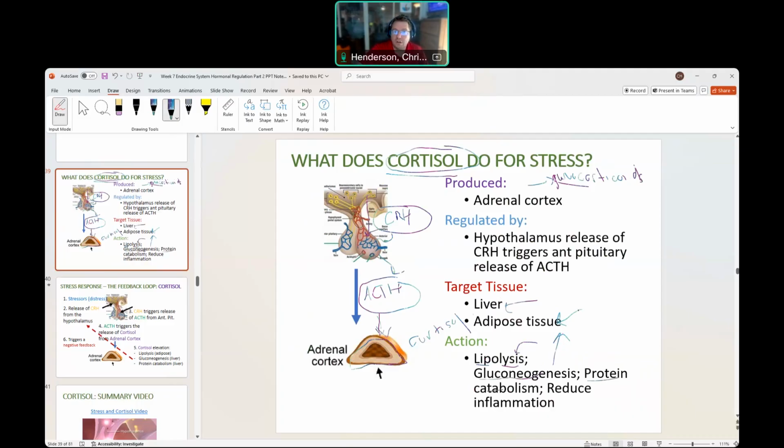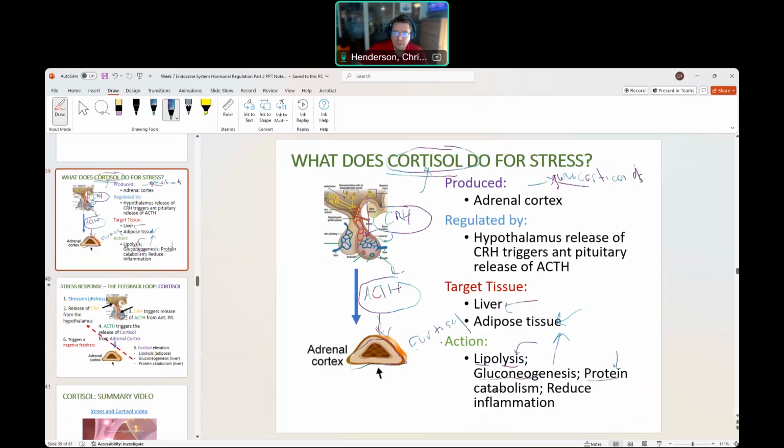This is why cortisol and stress are bad long term. Now, this will help you get out of a short term situation. But if you're bumping this all day, what's it going to do to your blood sugar? It's going to elevate your blood sugar. It's going to elevate your blood pressure. It's going to break down your muscles. This is not good long term. Short term, yeah, it's great.